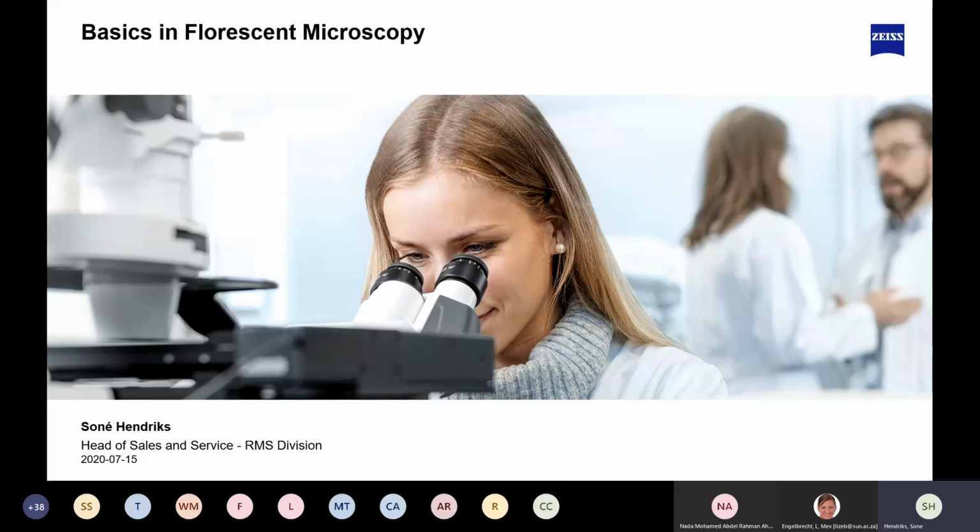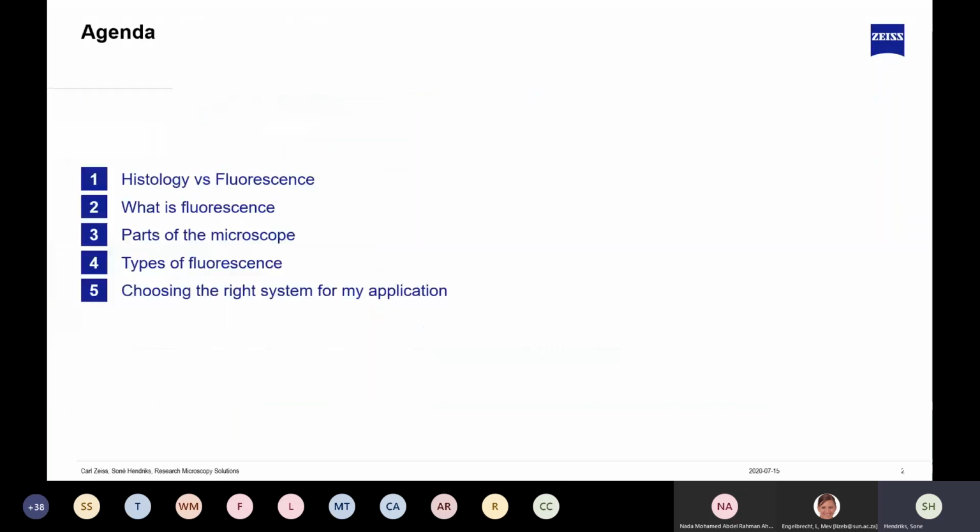So some of the topics that we will cover today: I will give a brief overview of the difference between histology and fluorescence and talk about a completely different world that we enter the moment we get excited about fluorescence microscopy, and how many opportunities and applications there are, and what type of questions we can answer with these techniques. So then we need to understand what is fluorescence, and I will then go into the different parts of the microscope that you require to do fluorescence microscopy.